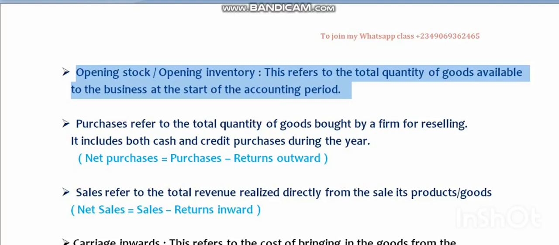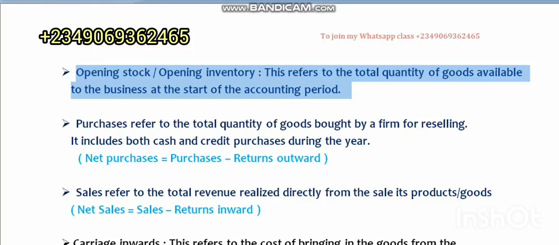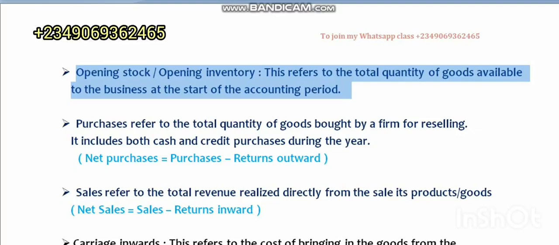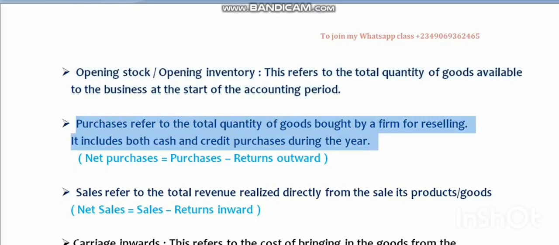Then we look at purchases, because the business is all about buying and selling. The company will have to buy more in order to sell, in order to make more profits. So the company will go and purchase more goods. That is where purchases comes in. Purchases refer to the quantity of goods bought by a firm for reselling. It includes both cash purchases and credit purchases. The purpose of buying is to sell, not for using.